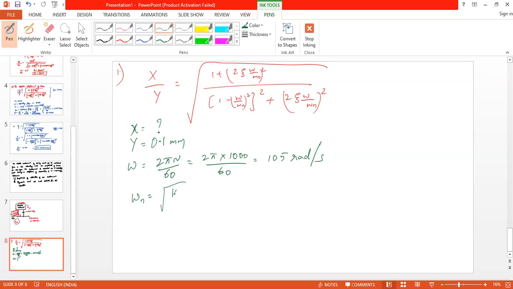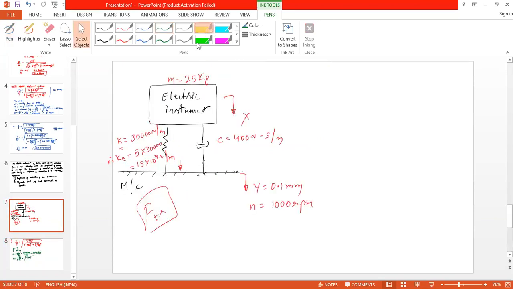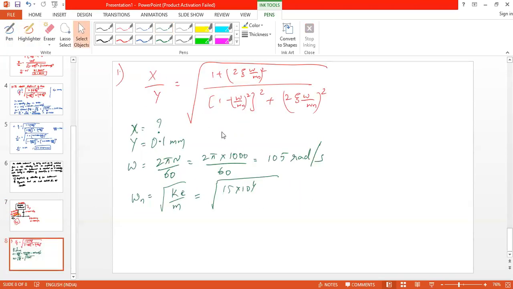And what is omega n? Omega n is root of k by m. Here, instead of k, you need to take ke, because there are 5 springs in parallel. The value of ke is 15 into 10 power 4 Newton per meter, divided by the mass, which is 25 kg. So omega n is 77.45, that is 77.5 radians per second.